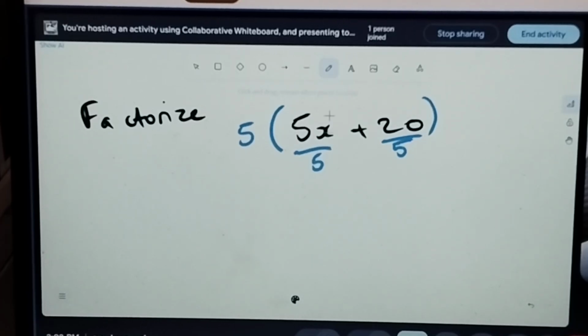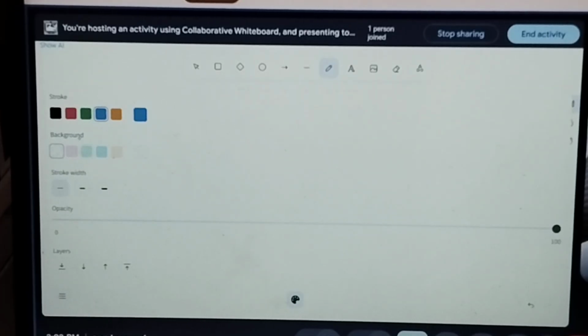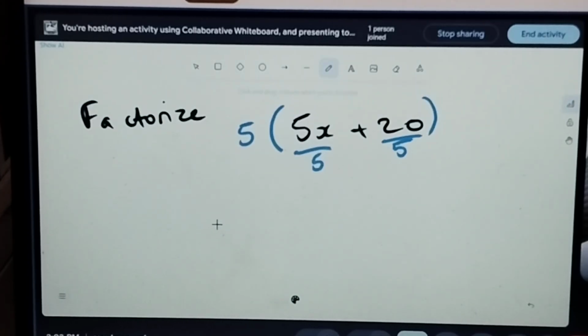I can't just go and divide everything by 5 because that'll change the whole value of everything. So to factorize it would give me 5. 5 divided by 5, that's 1, so the 5's cancel out. And I'm left with x plus 20 divided by 5. Well, 20 divided by 5 I know is 4, because 5 goes 4 times into 20. So that will be that number factorized.